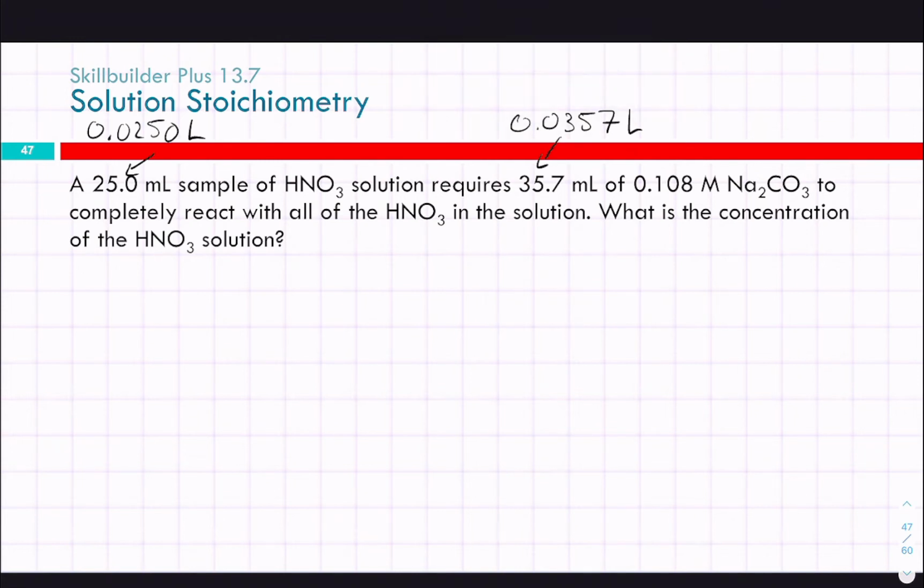So we have a 0.025 liter sample of nitric acid, and it requires 35.7 milliliters of 0.108 molar sodium carbonate to completely react with all of the nitric acid in solution. So what is the concentration of the nitric acid solution?